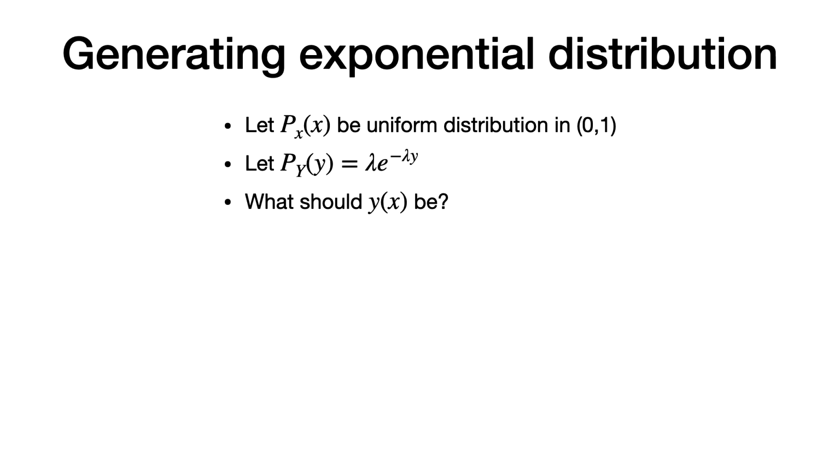Now, with this much information, we can ask how do I generate an exponential distribution given a uniform distribution between 0 and 1. Now the question is reversed: you are given p_x of x, you are given p_y of y, which is this one, but you want to know what is y of x. Previously, I gave the example where I know y of x, and then I know how to compute p_y of y. Now, the question has been reversed. Clear?